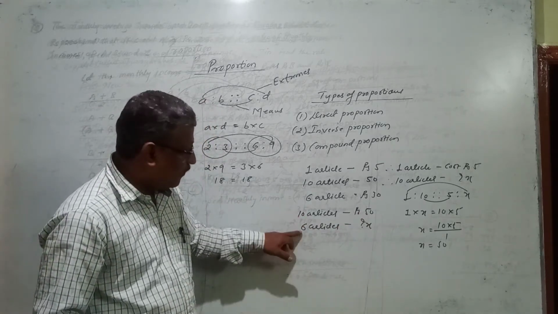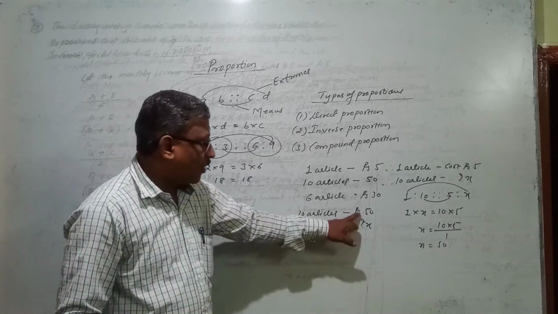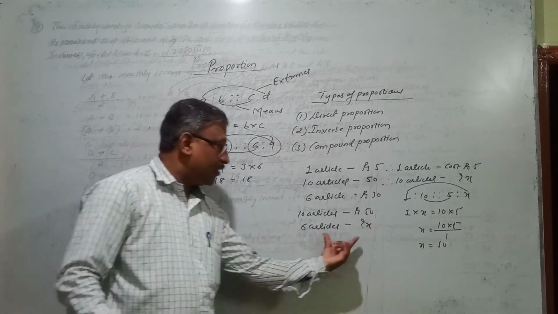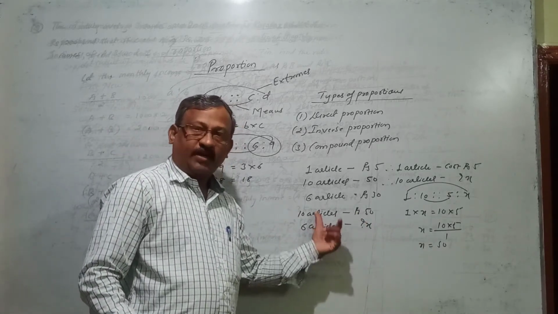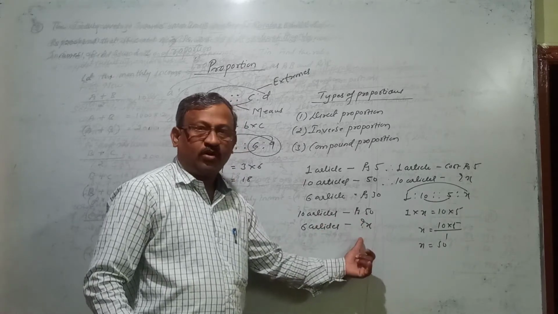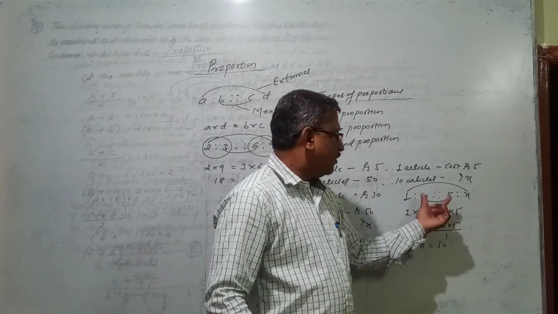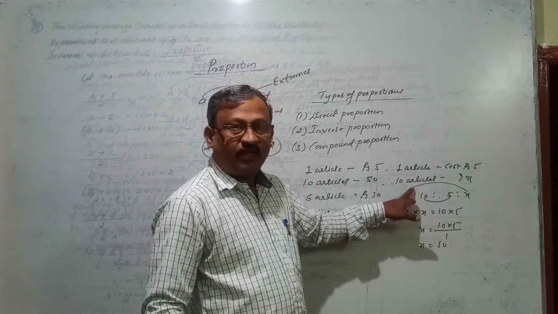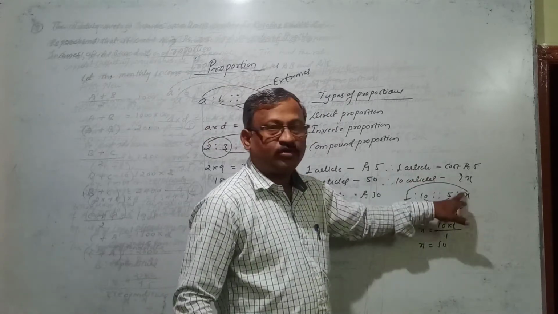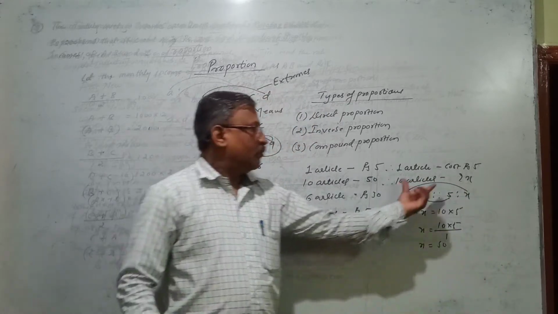So as my number of articles bought decreases, my cost also decreases. So here both are decreasing. Articles have decreased, due to that cost is also decreasing. Here, the number of articles has increased. Due to the increase in articles, my cost is also increasing. So here both were increasing.